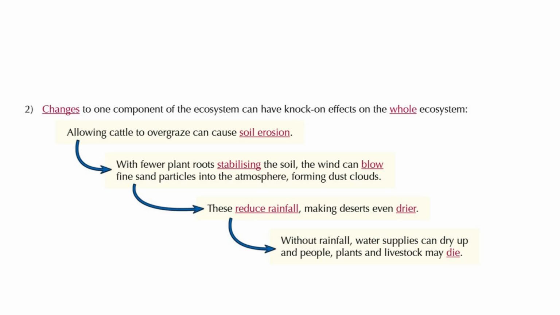With fewer plant roots stabilizing the soil, the wind can blow fine sand particles into the atmosphere, forming dust clouds. This reduces rainfall, making the desert even drier. Without rainfall, water supplies can dry up and people, plants, and livestock may die.